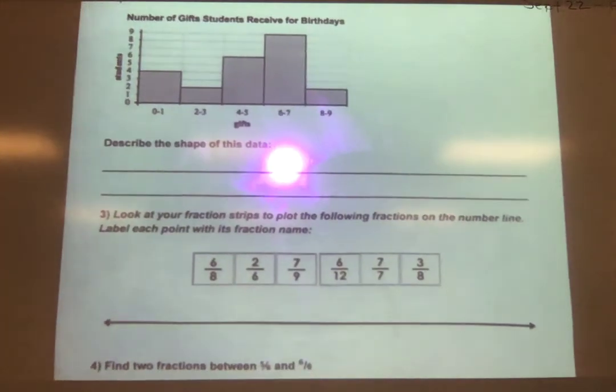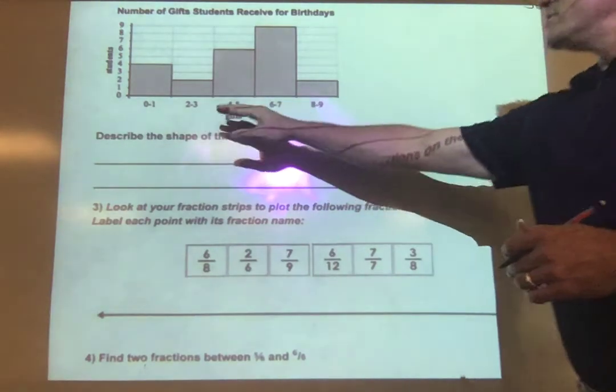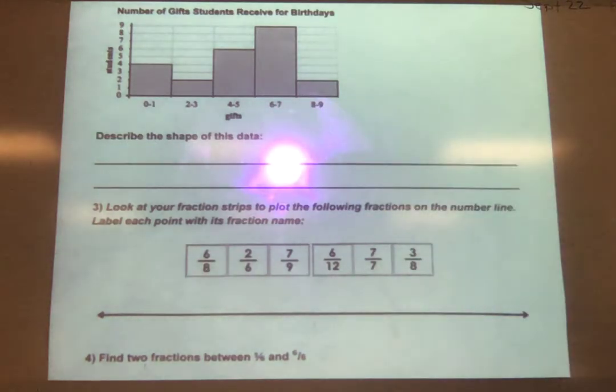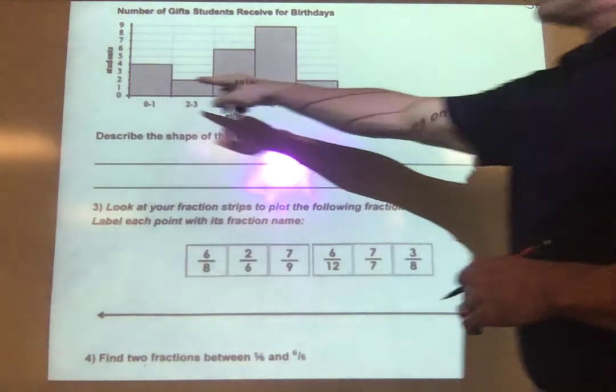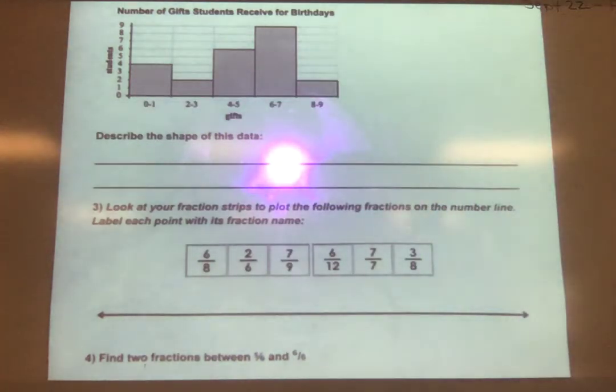Number 2, we're looking at a histogram here of the number of gifts received for birthdays. And it looks like here, we've got between 0 and 1, 2 and 3, 4 and 5, 6 and 7, and 8 and 9. So we've got 5 different bins there, and it looks like they're going by ones over here. All right, and we know sometimes they can label these things different things to make them look a little different. But in this case, all we're doing is describing the shape of this data.